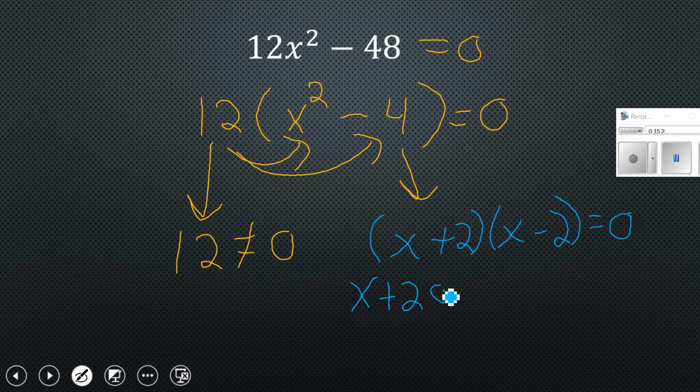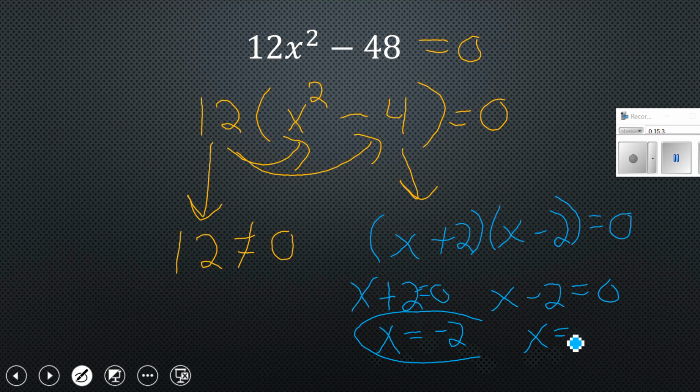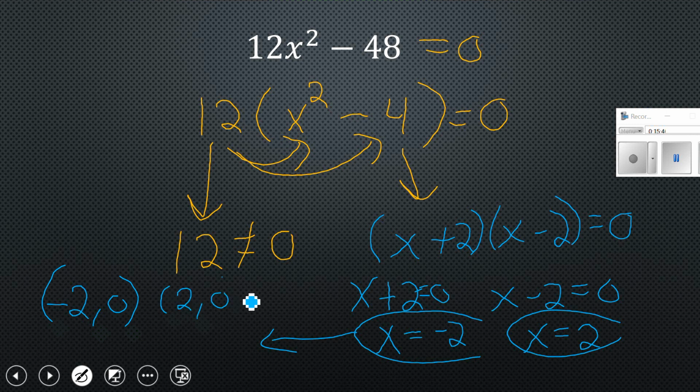We have x plus 2 equals 0, and we have x minus 2 equals 0. Here I'm going to subtract 2 from both sides to get x equals negative 2. And here I'm going to add 2 to both sides to get x equals 2. These are our solutions. And remember what these represent. These represent ordered pairs. So this is negative 2, 0, and this is 2, 0.